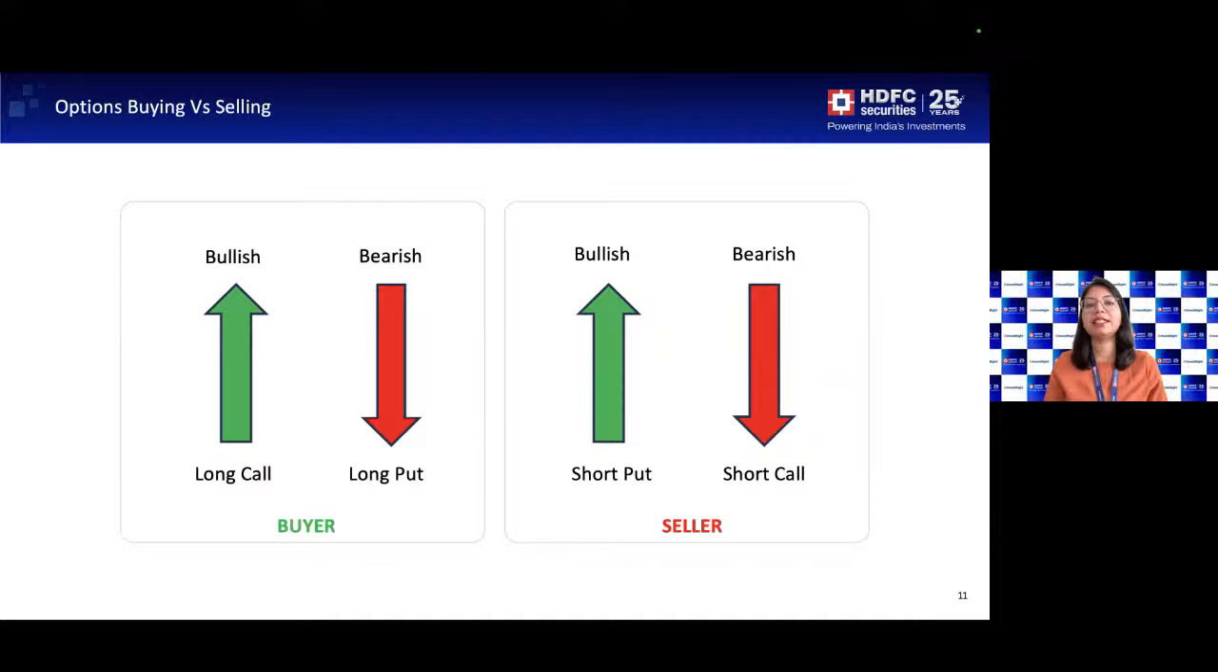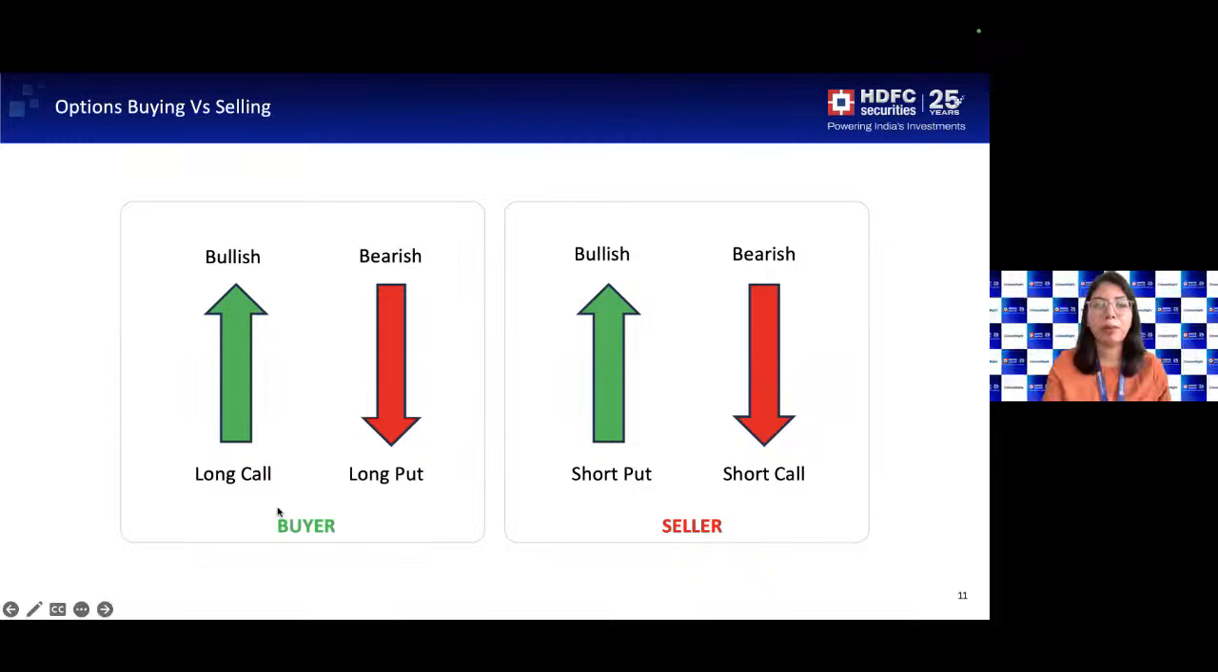So as a seller, you would want the premium of that option to go down, right? So when the market goes up, what happens with the put prices? The put prices go down. That is why when you have a bullish view, you have to short the put. Similarly, when the market is bearish, what happens with the call prices? Call prices go down, right?